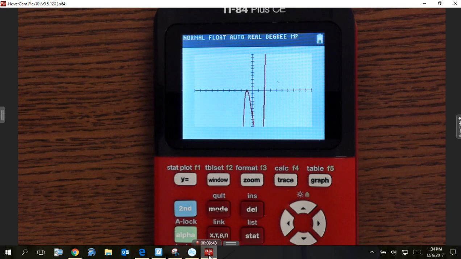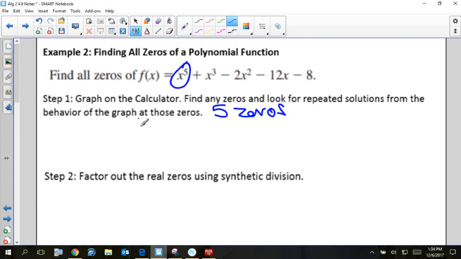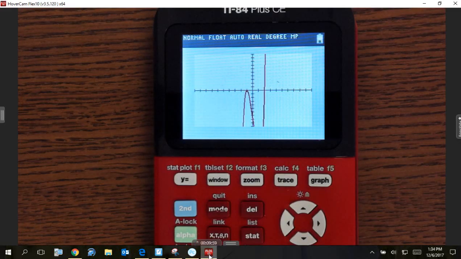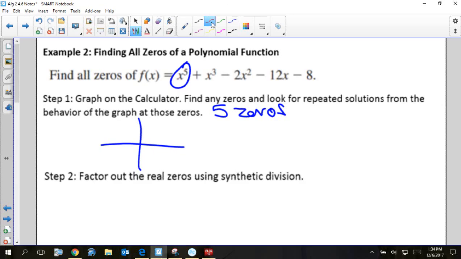Question though. I'm just gonna sketch that, so I don't have to keep going back and forth to the calculator. You guys have the calculator in front of you. I'm just sketching kind of what it looks like, so we don't forget what it looks like. So it kind of looks like this.